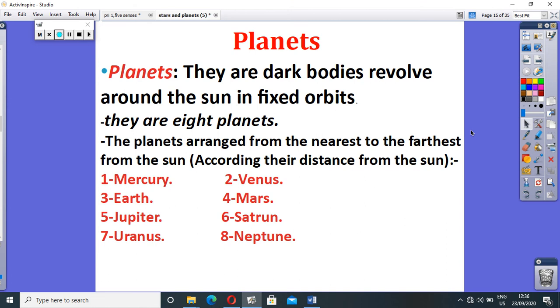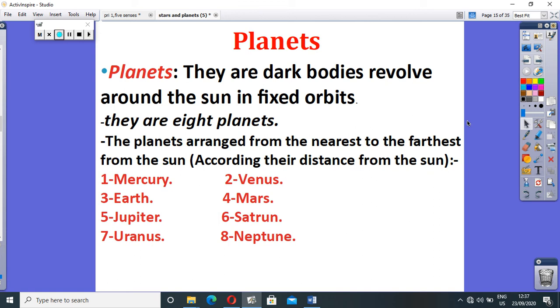Okay, remember with me Primary 4, in the last session we talked about stars, right? What's meant by stars? Stars, excellent. They are shining bodies or light bodies with different shapes in the space. Excellent. Now we will talk about planets.